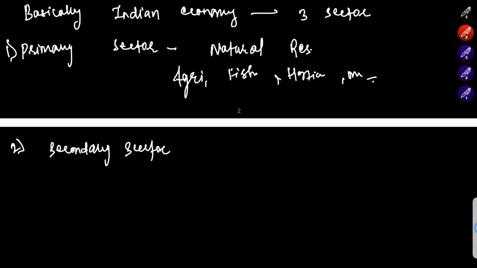So these are the first, and the second is secondary sector. Secondary sector, which uses the commodity to produce other commodities, is called secondary sector, which includes manufacturing, construction, etc.